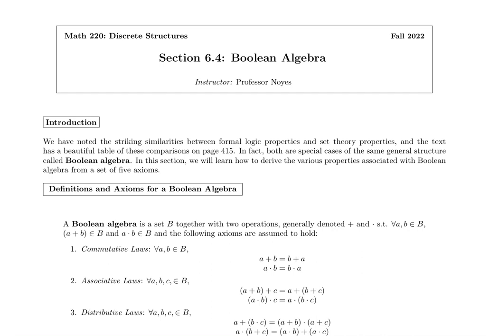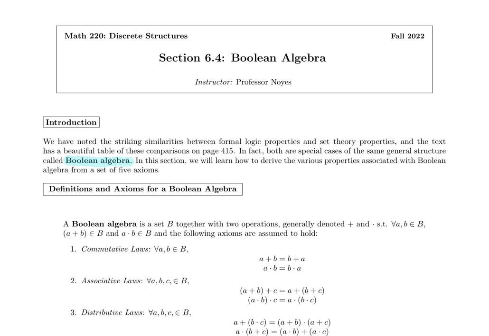As we've already seen in this chapter, there is a striking resemblance between formal logic and set theory. And the text has a beautiful table of those comparisons on page 415. I did not include those in the notes. You can look them up yourself in the text. In fact, the thing is about our logic and our sets, those properties are both special cases of the same general structure, which is called Boolean algebra.